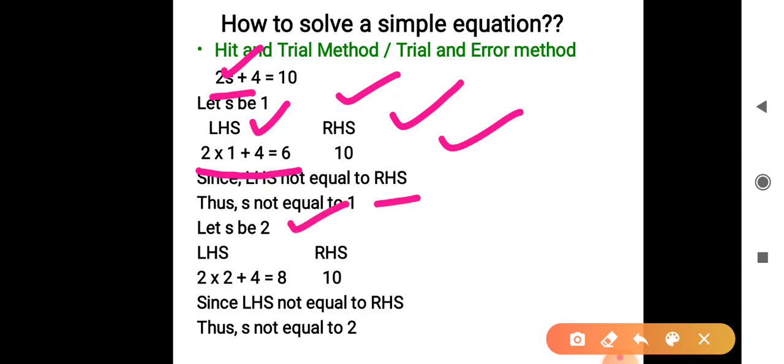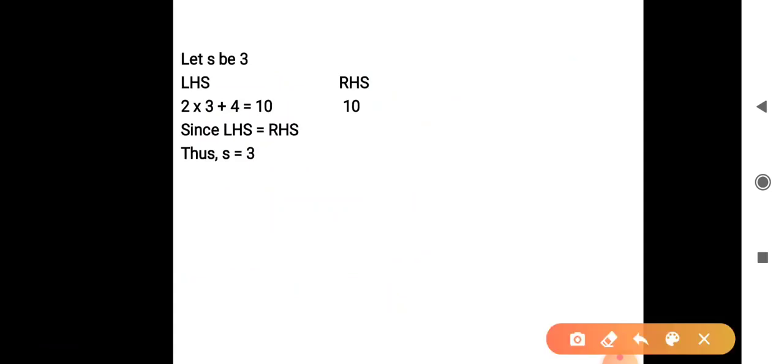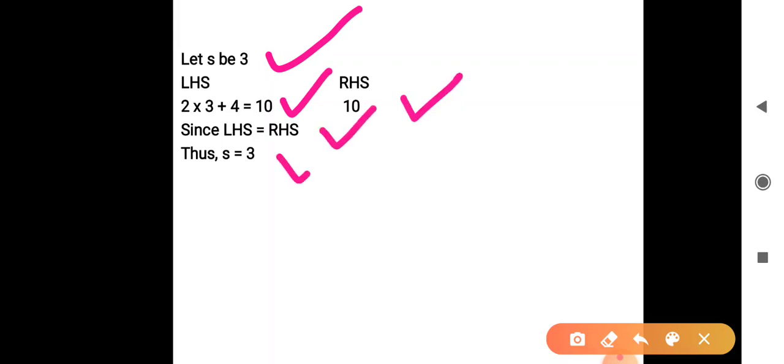Similarly, we have tried with 2, and what did we find? We found that left hand side has got 8 while right hand side is still 10. Therefore, left hand side is not equal to right hand side, and hence s is not equal to 2. Now, similarly, we proceed with 3. So let s be 3. Left hand side is giving us 10. Great. While right hand side is also 10. Therefore, left hand side is equal to right hand side, and thus s = 3.